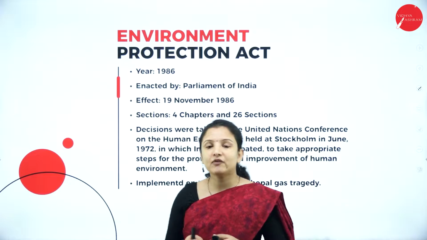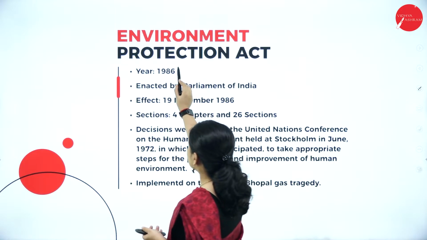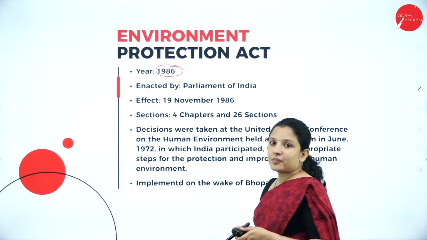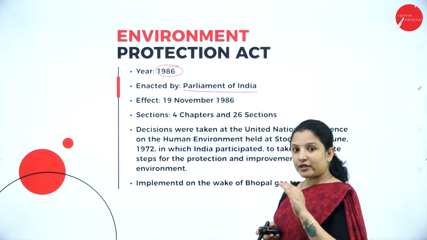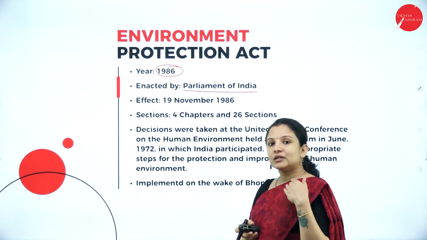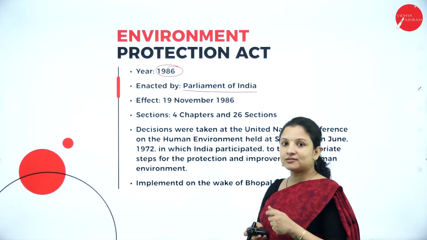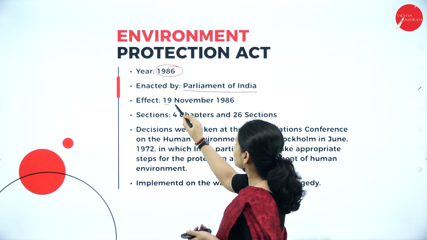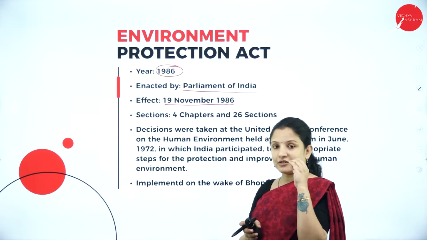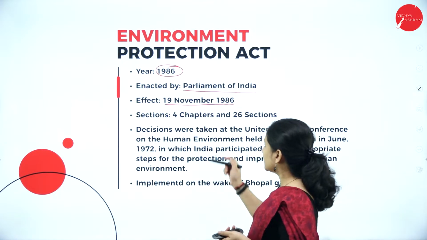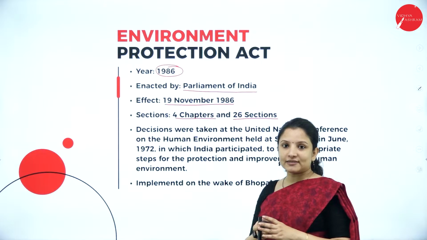So talking about the Environmental Protection Act, this act was passed in the year 1986 and it was put forth by the Parliament of India. It came into force on 19th November 1986. In this particular act, there are different sections; it consists of 4 chapters and 26 sections. So what is there in these 4 chapters and 26 sections?